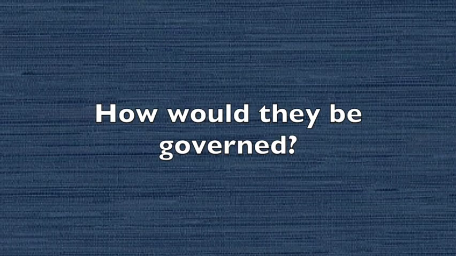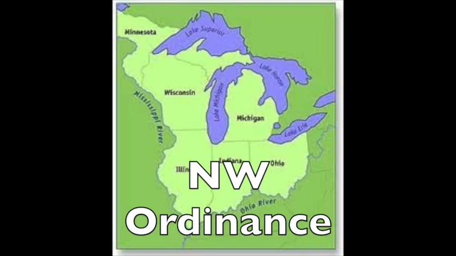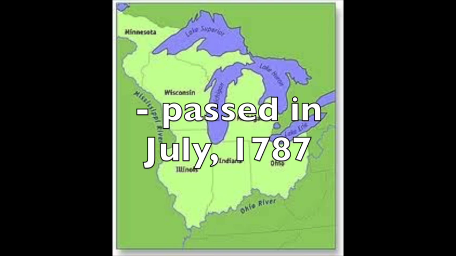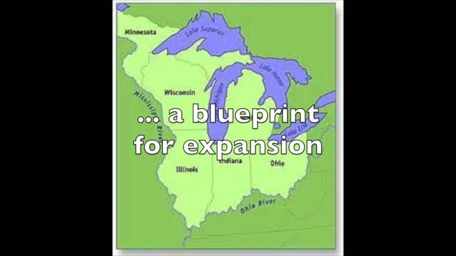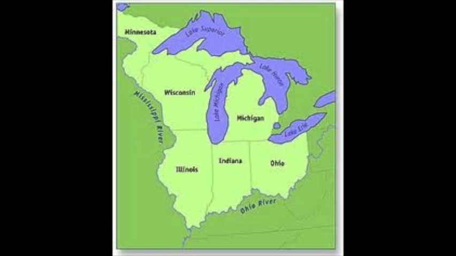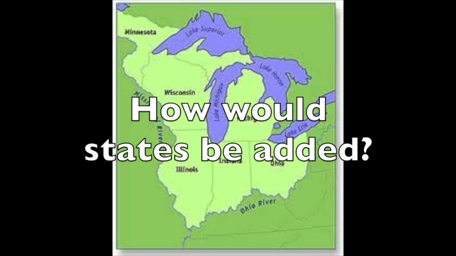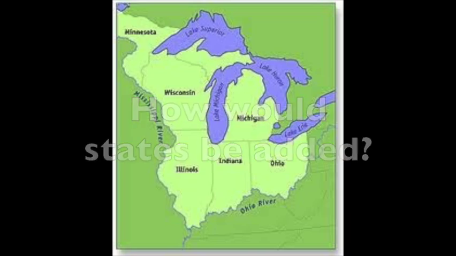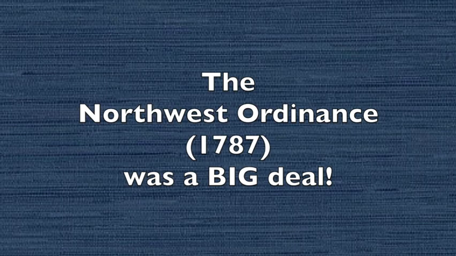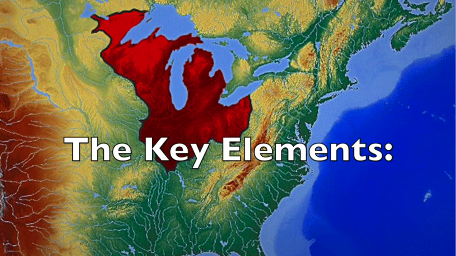How will they be governed? How do they fit into the country? That's where the Northwest Ordinance comes in. Passed in July of 1787, the Northwest Ordinance was a blueprint for how the U.S. would expand westward, ensuring that new territories would become states with equal standing to the 13 colonies, which of course are 13 states now. Now, I know that might not sound like a big deal on the surface, but trust me, this legislation shaped the future of the United States in ways that we still feel today. Let's take a look at the key elements.